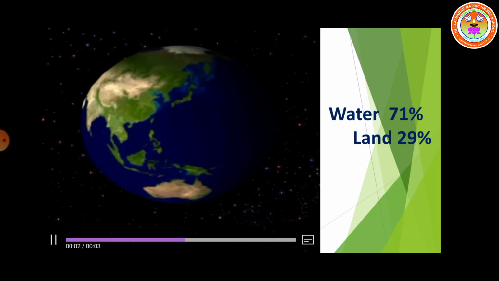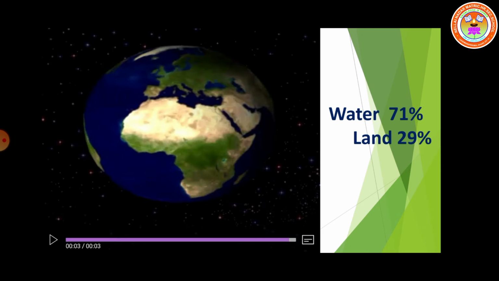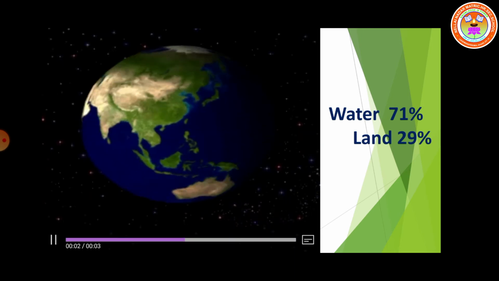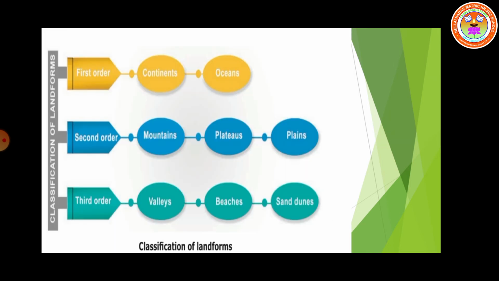The surface of Earth is not even everywhere. Why is it not even? Because it has lofty mountains, deep oceans and other landforms. So these landforms are classified as first order landform, second order landform and third order landform. First order landforms are continents and oceans. In the second order, mountains, plateaus and plains. Third order as valleys, beaches, sand dunes. These are the classification of landforms.